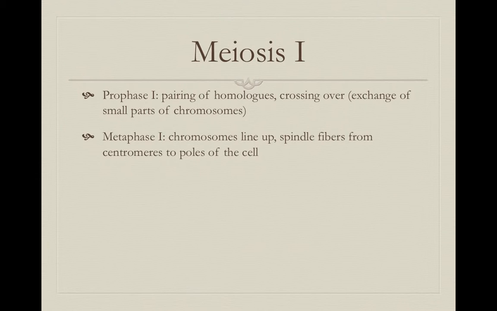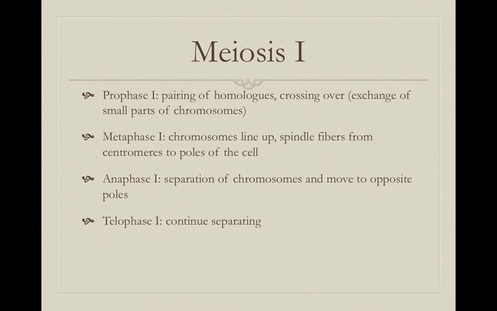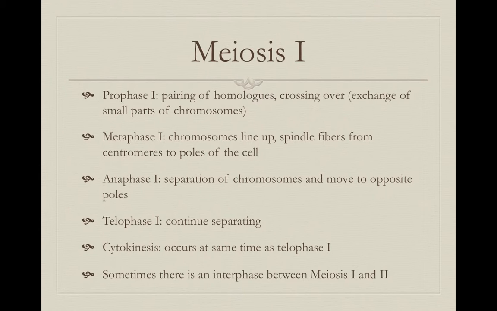Then we have metaphase 1, where the chromosomes line up and the spindle fibers connect from the centromeres to the poles of the cell. Anaphase 1 is the separation of the chromosomes, and they move to opposite poles. Telophase is the continuation of separation. Cytokinesis is the split of the cytoplasm, and it technically occurs during telophase. In some organisms, there is an interphase between meiosis 1 and meiosis 2. It doesn't happen in all organisms. Humans don't have this interphase between the two. We just go from meiosis 1 to meiosis 2.